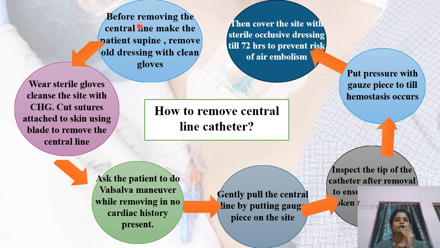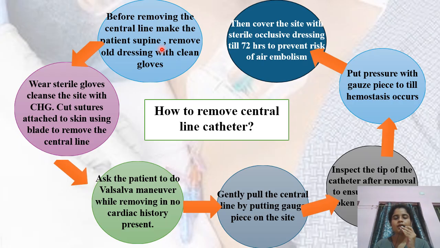So before removing the central line, what is the procedure of removal? You can't simply go and pull off the central line like that. So there is a procedure. Before removing the central line, make the patient supine. Okay, remove the old dressing with clean gloves. So first you have to make the patient supine.